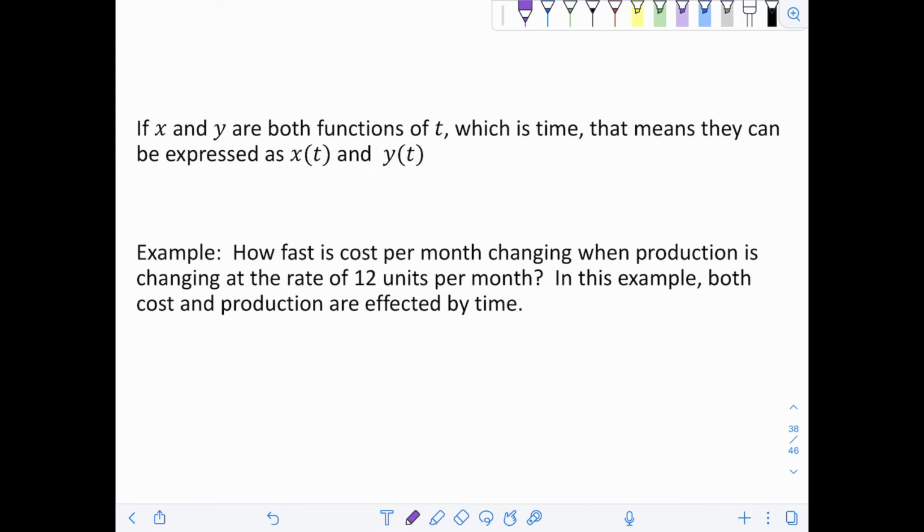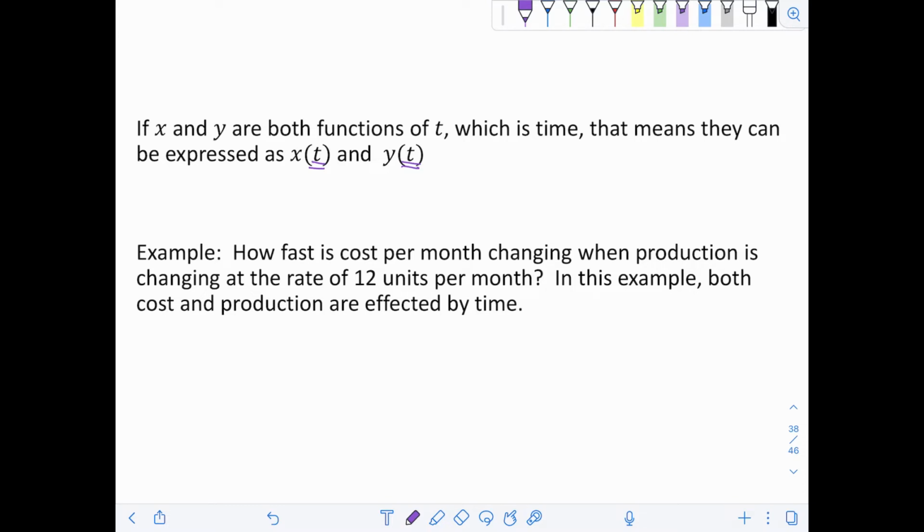The idea is that you may not see a t in there to represent time, but it could be affecting the variables kind of behind the scenes. And let's say you have two equations. You have an x equation and a y equation. Here it's saying that both of them in some ways are dependent upon time. And that's why we can take the derivative with respect to t. So if we look at this example that I have written here, it says, how fast is cost per month changing when production is changing at a rate of 12 units per month?